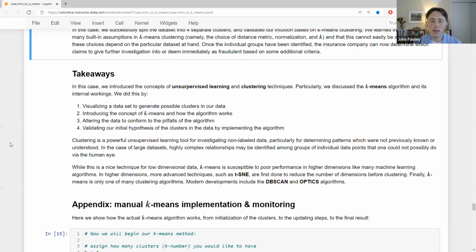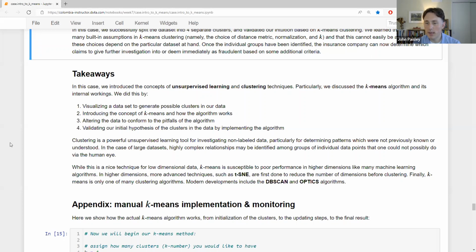But in general, clustering is a powerful technique. It's very useful. It's one of the fundamental unsupervised learning techniques. K-means is the most famous by far of all the clustering algorithms for determining what patterns there are in your data set.